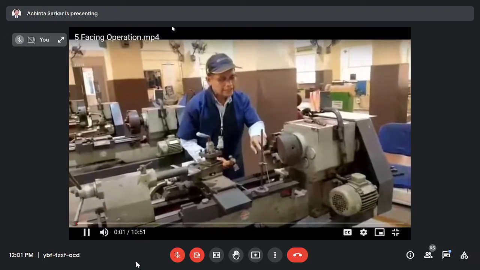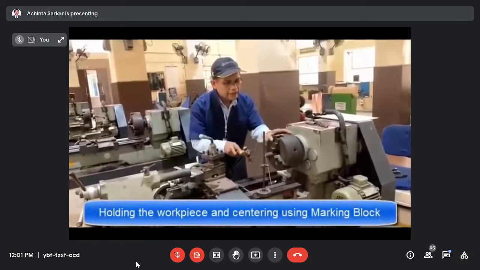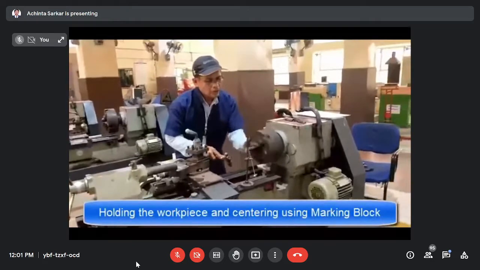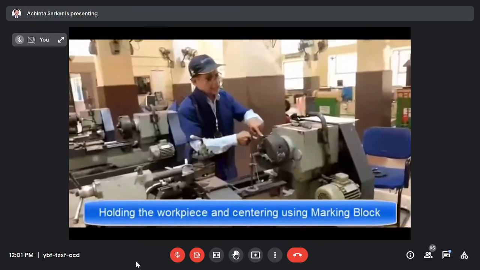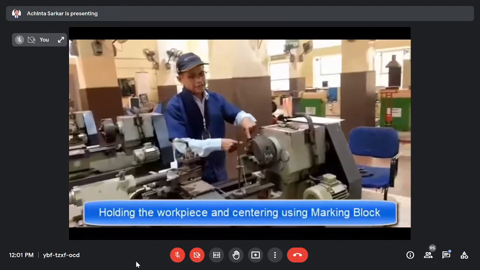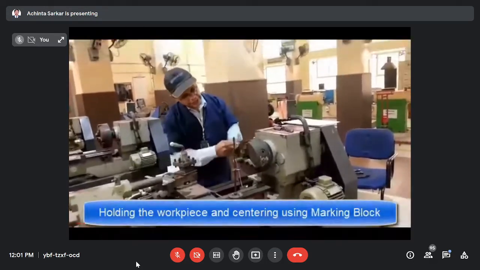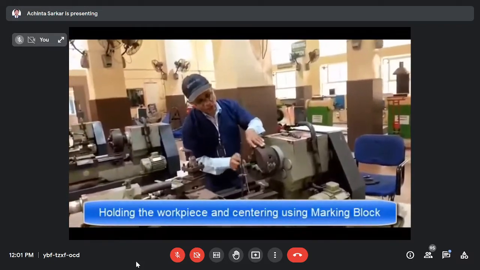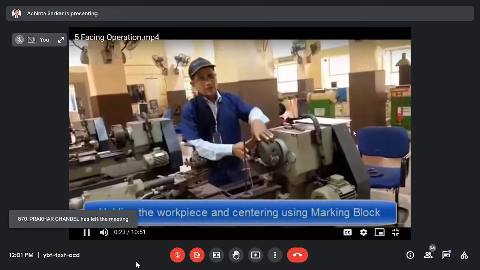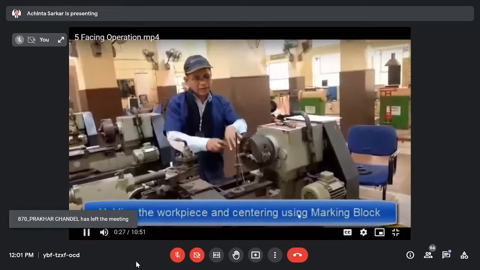And here this side is touching, just slightly down. Now it is centered, meaning the axis of the holding device and the axis of the workpiece coincide with each other. The holding device is the chuck, and it has 3 jaws, 1, 2, 3. That's why it is called a self-centering chuck.